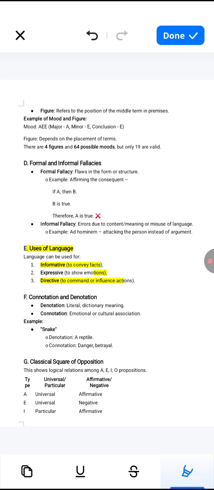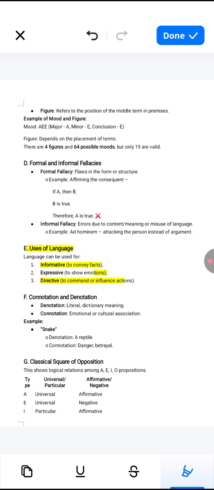Let's take an example of A type: all A are B, and the other one is O, which means no A are B. So these statements, these premises, contradict each other. According to this concept, they cannot both be true or both be false, because the A type says that all things are affirmative, universal, all are positive, but O says that particular things are negative.